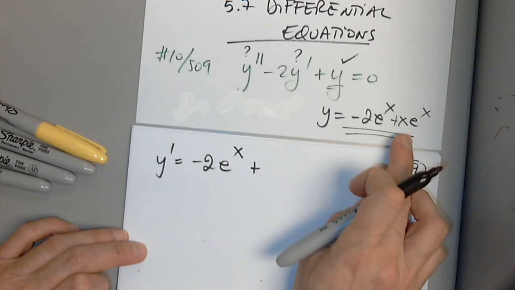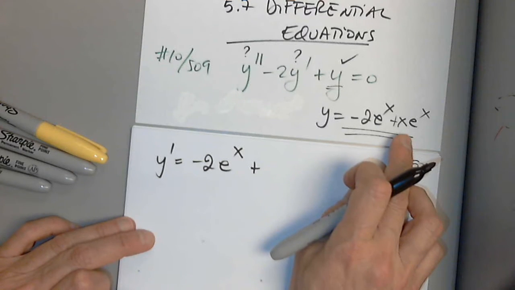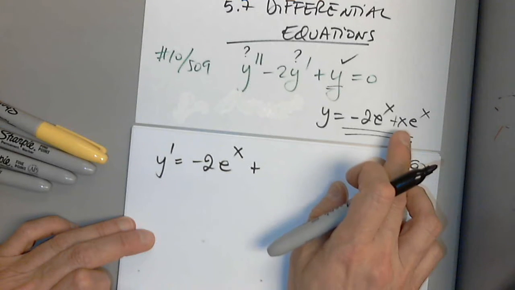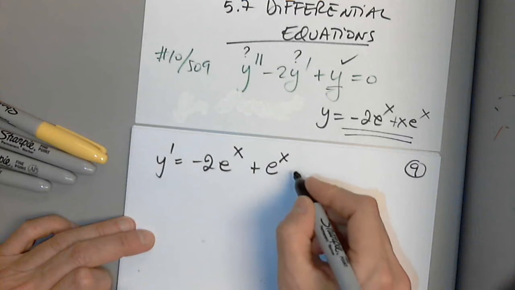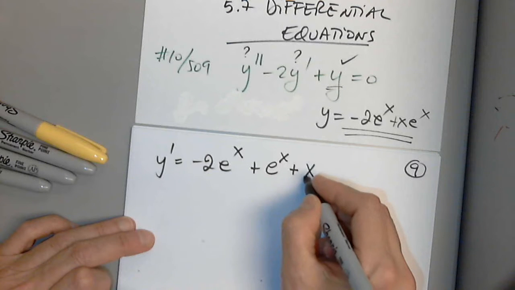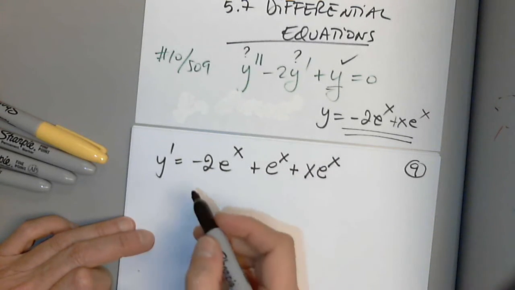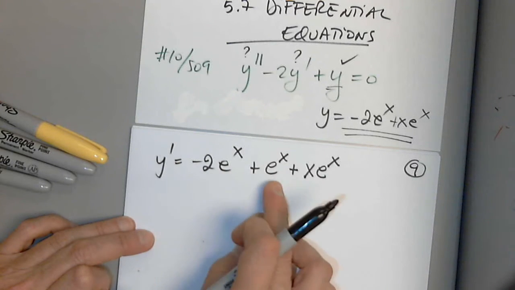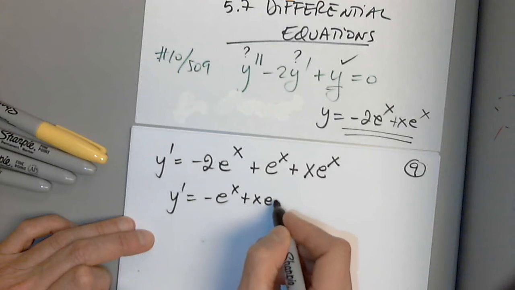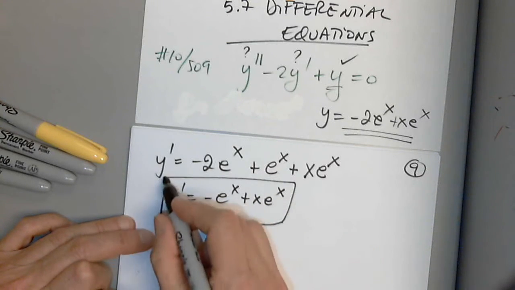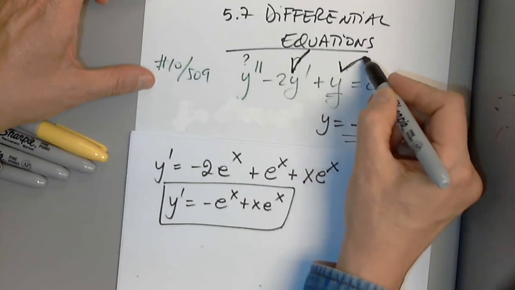This is a product. We have to use the product rule. So the first function prime is 1, e to the x, plus the first function times the second function prime. We combine like terms. These two are like terms. So y prime equals negative e to the x plus x e to the x. Now I have this and I also have these two.